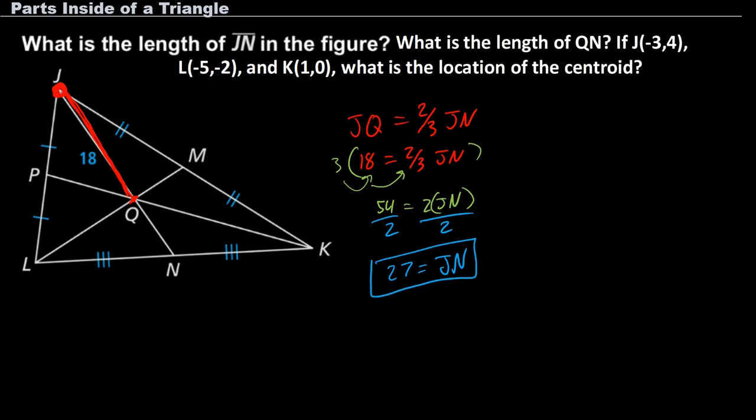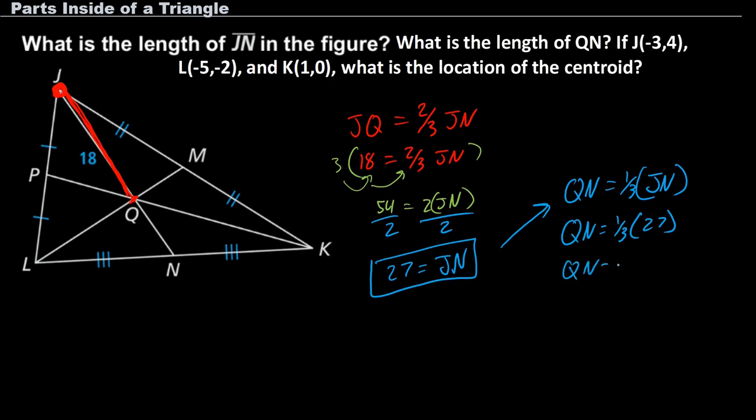And so now it wants to know what is the length of Qn. Well, Qn is 1/3 of Jn, and again we'll put parentheses around it so we don't misread our handwriting. And if we plug in what we know, Qn is equal to 1/3 of 27, so Qn is equal to 9.